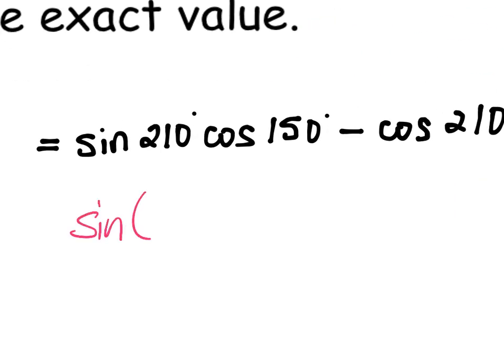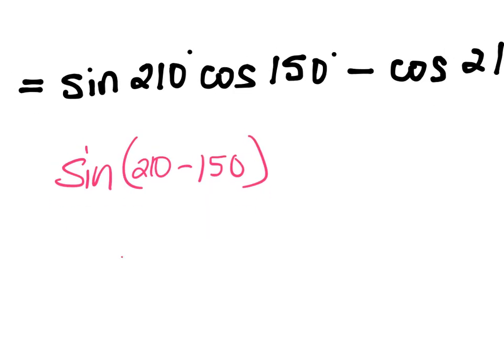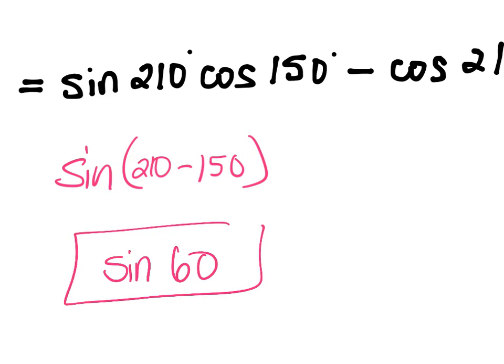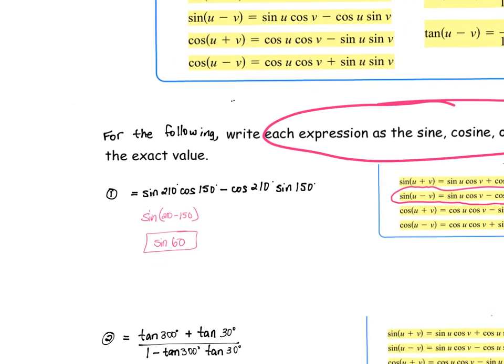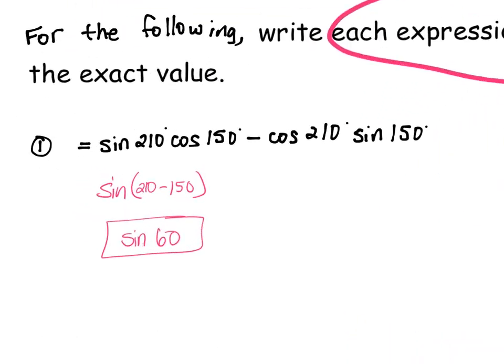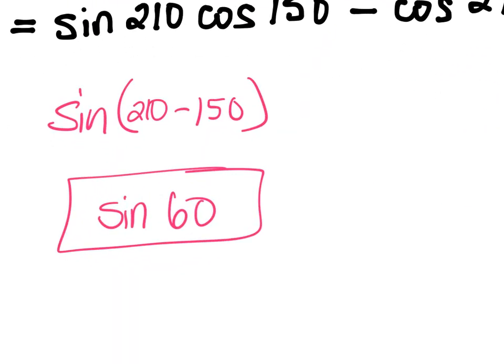Well, what's the u angle? 210, minus, what's the v angle? 150. So to write this as one trig function of one angle, this is the sine of what? 60. That is part A. That's the beginning. I don't have it separated as two questions, but that's the first thing they're asking, to write each expression as the sine, cosine, or tangent of an angle. That's what you just did there.